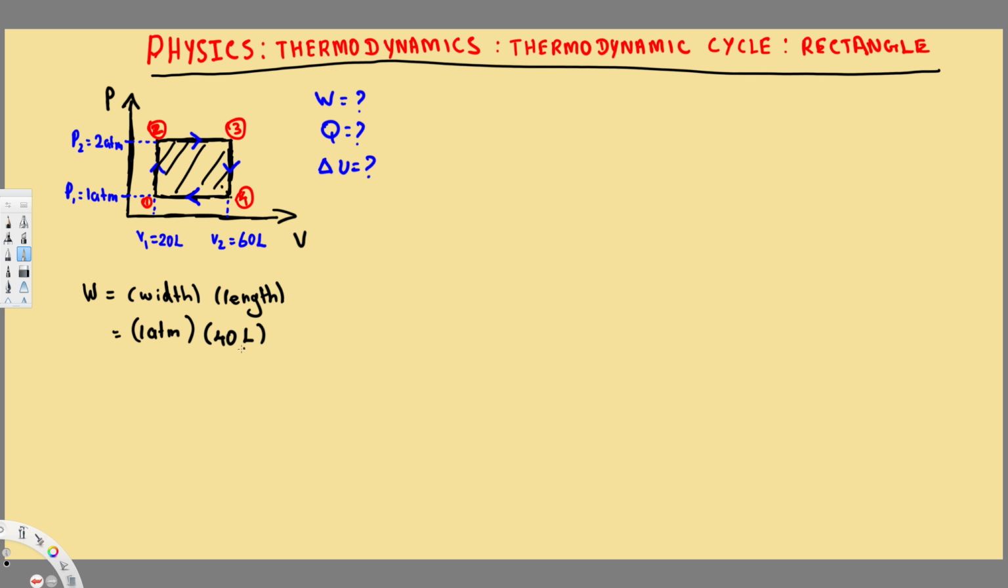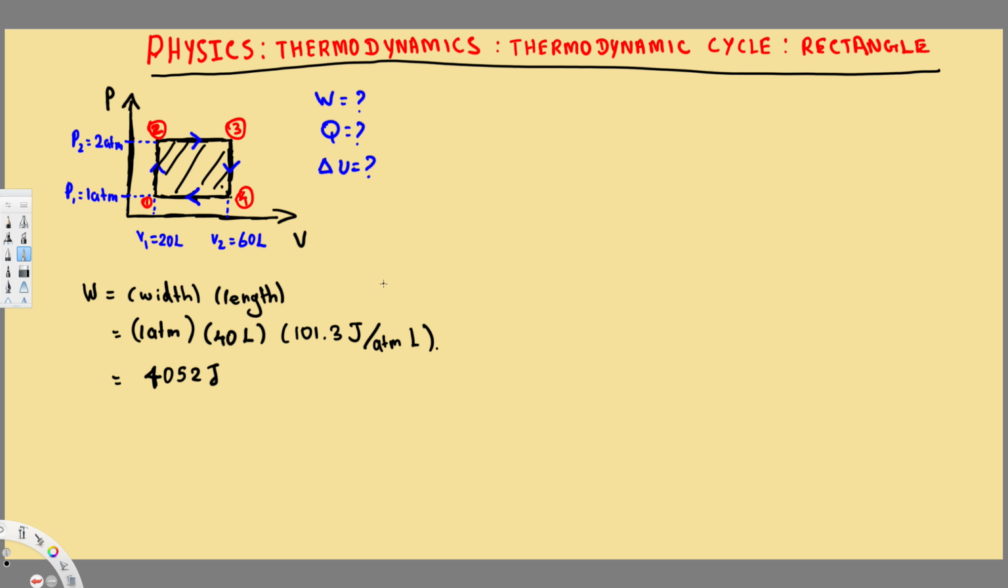And then to convert this into joules, I have to multiply by 101.3 joules per atm liter. So atm and liter cancel each other, and we get the final answer in terms of joules. If you calculate this, that's going to give you 4052 joules, and that's the total work done by the gas, right? Because if the answer is positive, we know that's done by the gas.